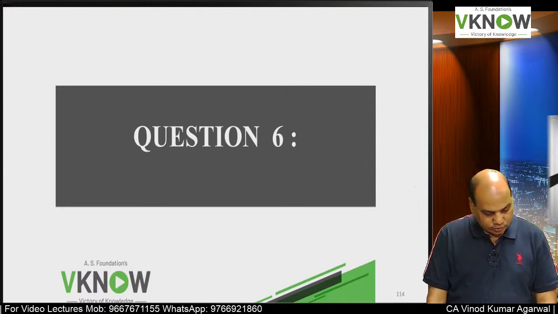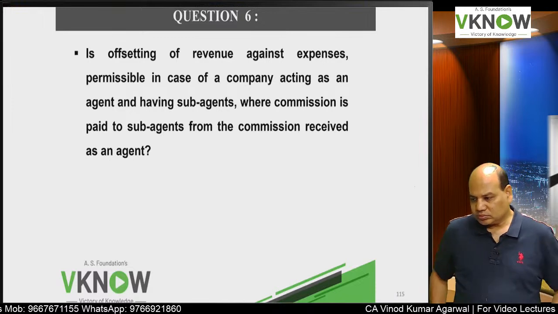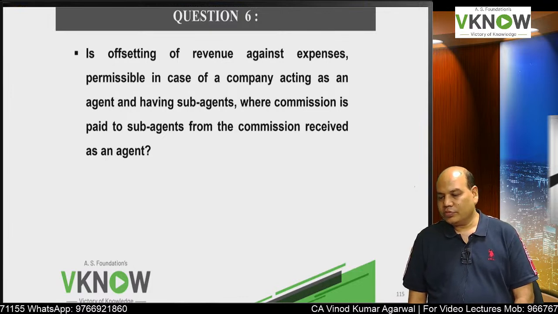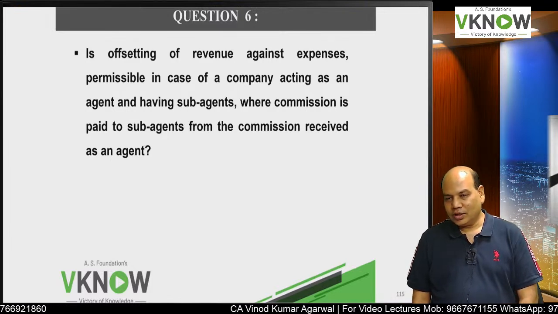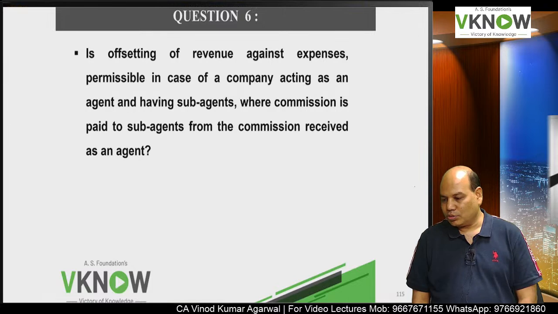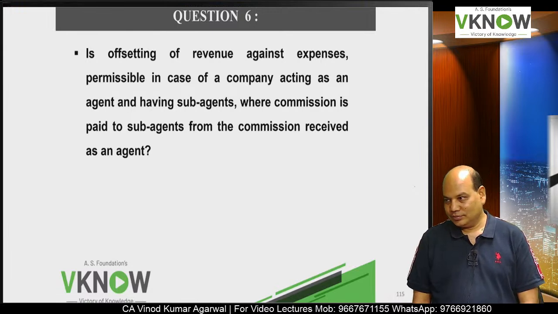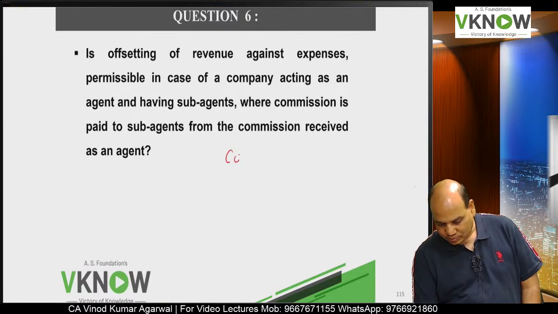Okay, now one big question number 6 is appearing. Good question, write down good question. And they could ask such a question for 2 marks. Is offsetting of revenue against expense permissible in case of a company acting as an agent and having sub-agents where commission is paid to sub-agents from the commission received as an agent? Okay, so first there is a company.